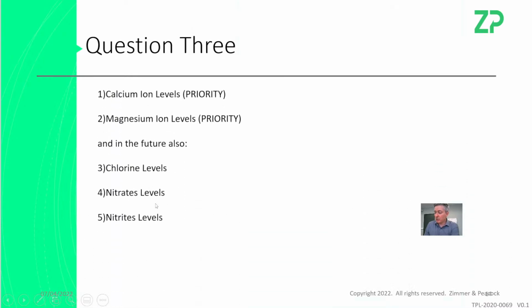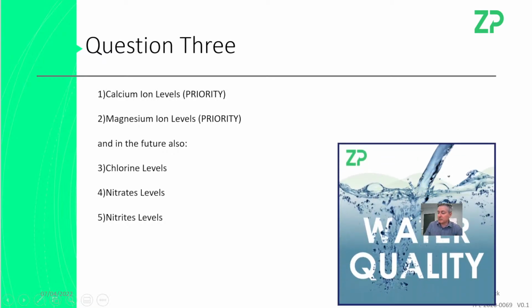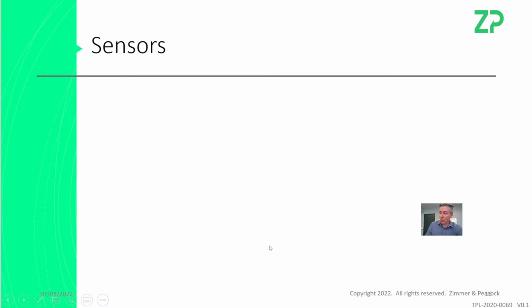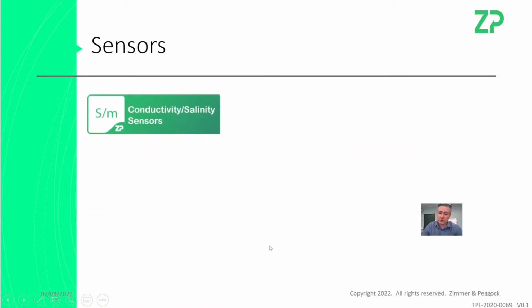Now, question number 3, I'm going to go a bit quicker now. Question number 3 is this. We had a typical inquiry: we want to do water quality testing. We want calcium, magnesium, chlorine, nitrate, and nitrite. So I just want to say what we have in terms of water quality.